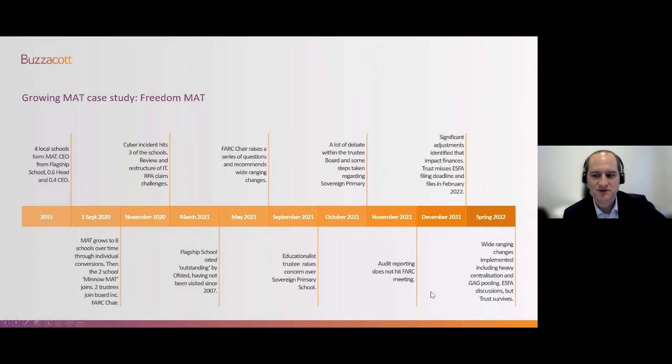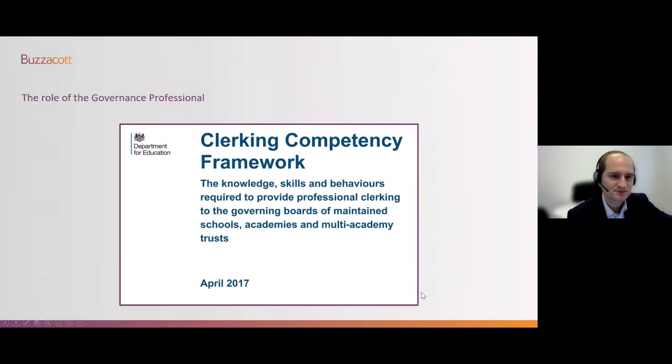So let's unpick a few things from that. On my next slide, I'm going to look at the governance professional. This may sound like an odd place to start because I haven't actually mentioned governance professionals through that whole case study. I think what we probably found if we looked at the governance professional in Freedom MAT is that they would have had someone there who was responsible for sending agendas and minuting meetings, etc. But that governance professional probably didn't have the strongest role within the trust.